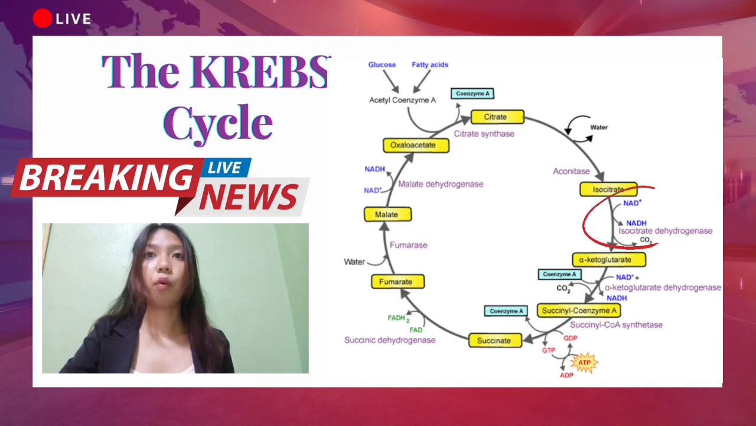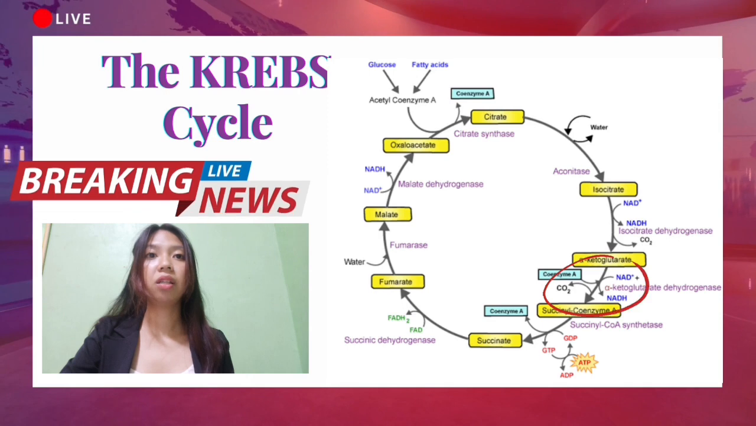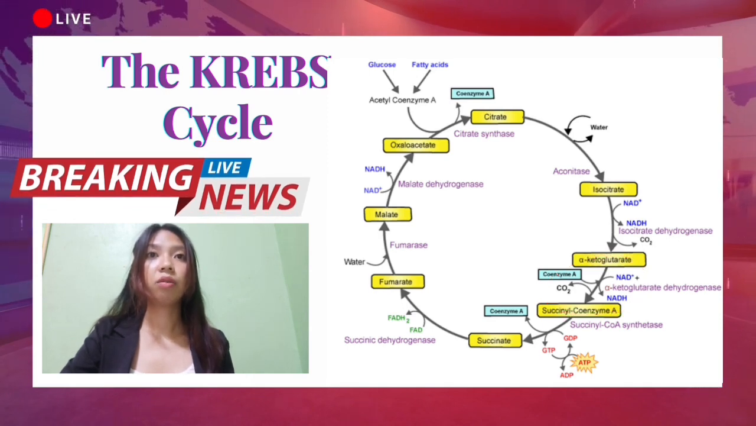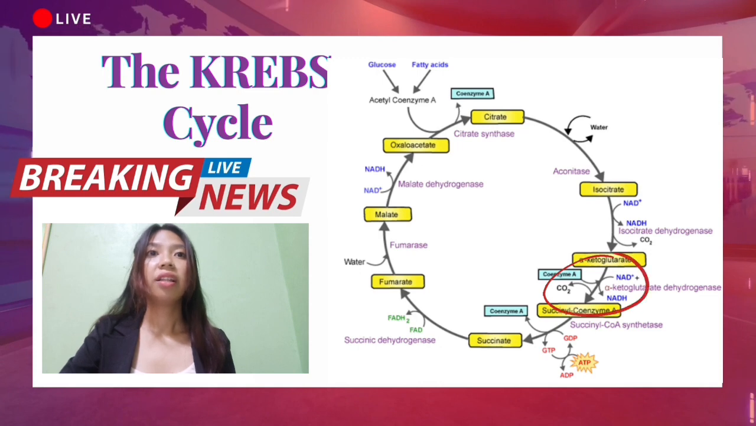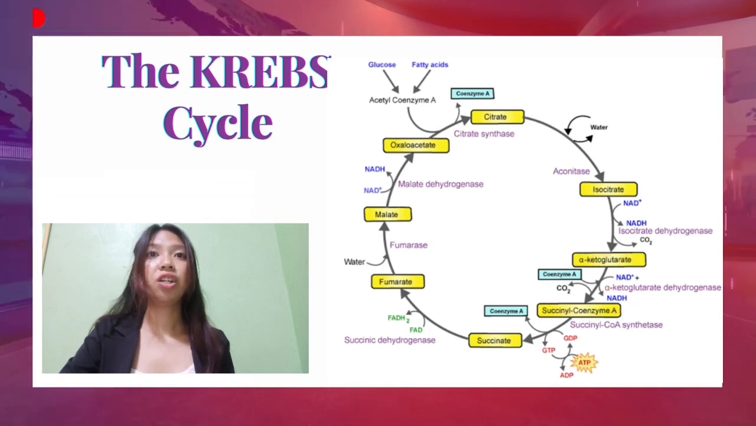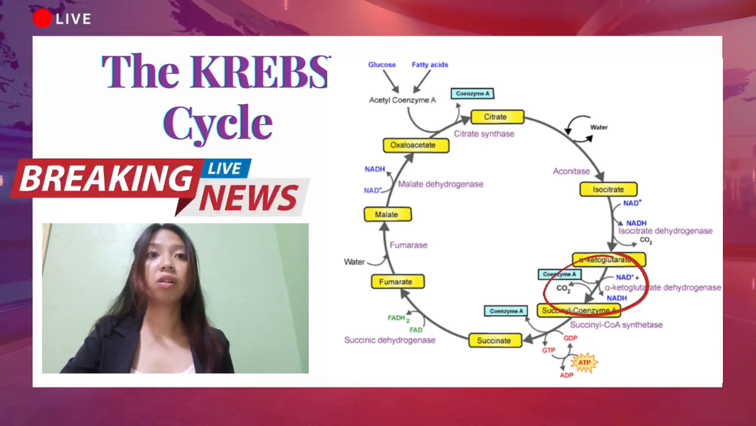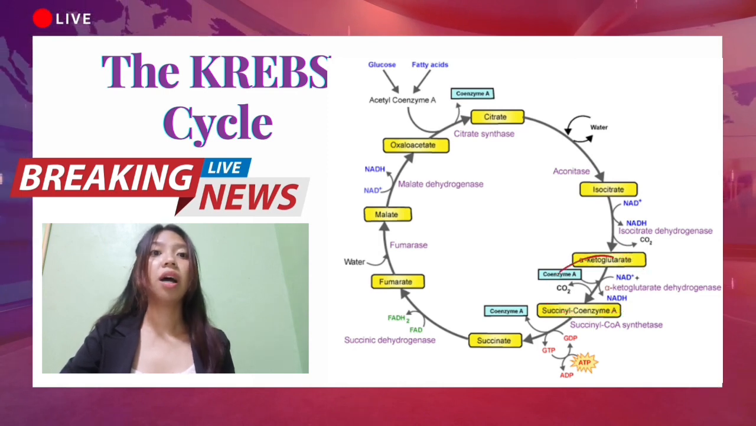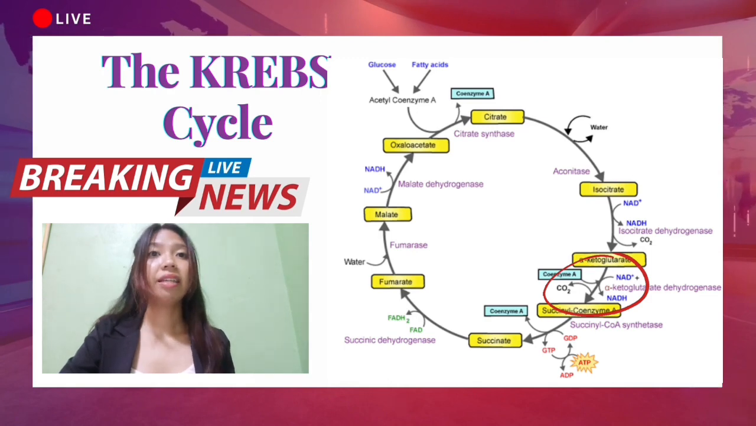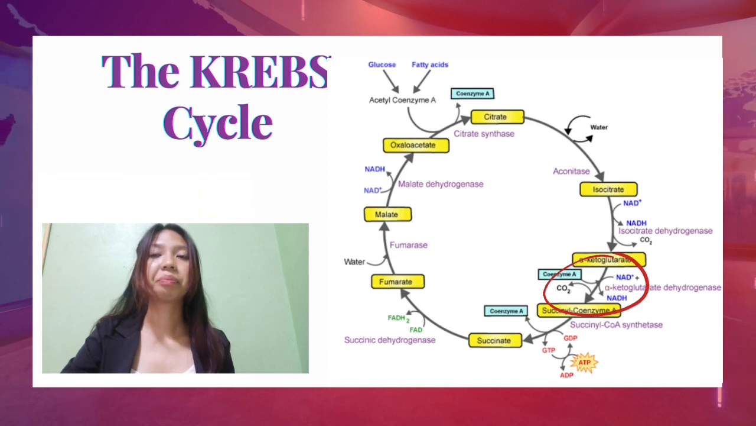And for step 4, we have alpha-ketoglutarate to succinyl-CoA. It is catalyzed by the enzyme alpha-ketoglutarate dehydrogenase, which decarboxylates alpha-ketoglutarate, producing succinyl-CoA. In this step, 1 NADH is produced and another molecule of carbon dioxide is released, proceeding to the electron transport chain. And this reaction is catalyzed by the enzyme alpha-ketoglutarate dehydrogenase.